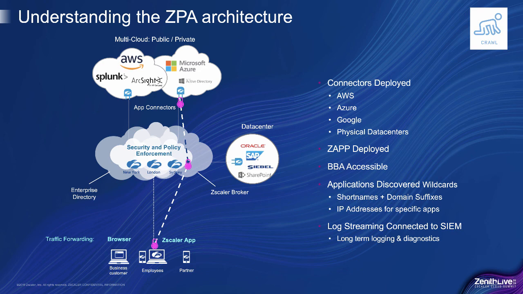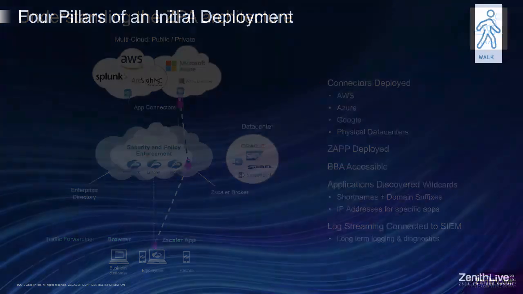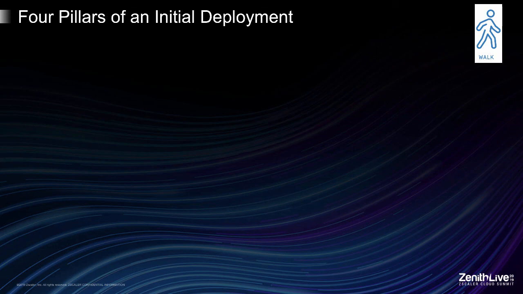And then the other recommendation that we'd say is use the log streaming. You can connect this into your SIEM. That'll give you longer term log storage as well as diagnostics, and I've seen some really interesting things customers have done with pivot tables and reports to get that diagnostics working and understand what applications are working, what applications are not working. So the four pillars of that initial deployment.